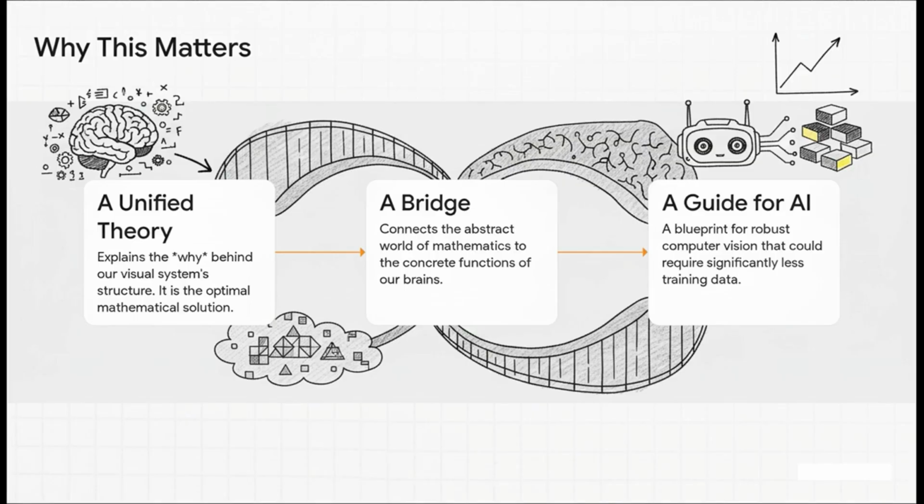So why does all this matter? Well, first, it gives us the beautiful unified theory explaining the very structure of our visual system. Second, it builds this incredible bridge between the abstract world of pure math and the physical, concrete functions of our brain. And third, this is huge. It gives us a blueprint for AI. A computer vision system built on these principles from the start could be way more robust and efficient, and it wouldn't need to be trained on mountains of data because the core logic is already baked right in.